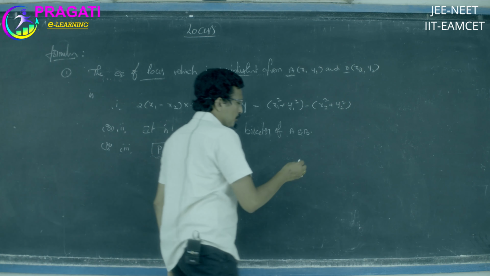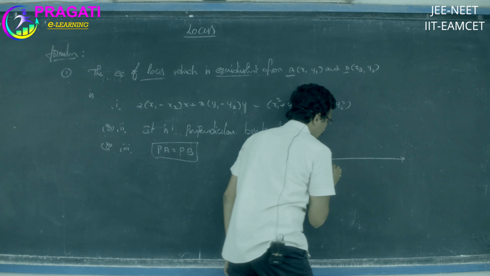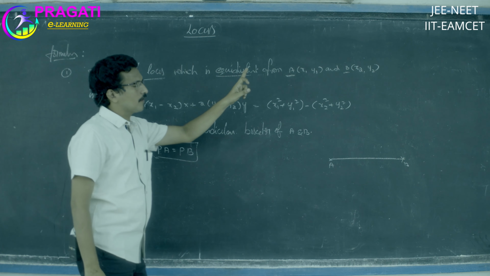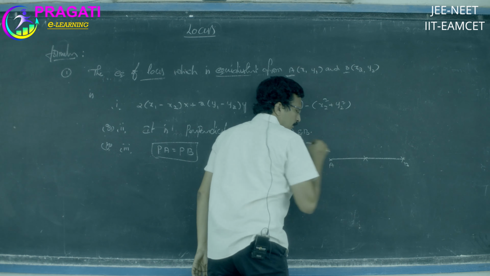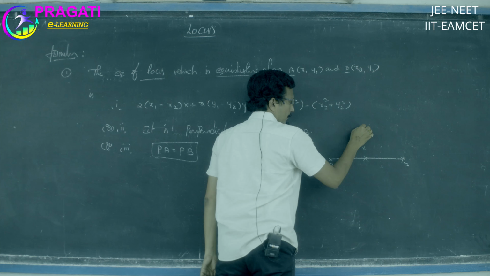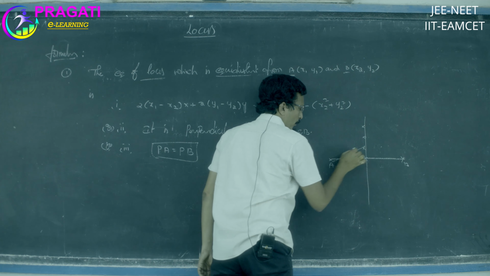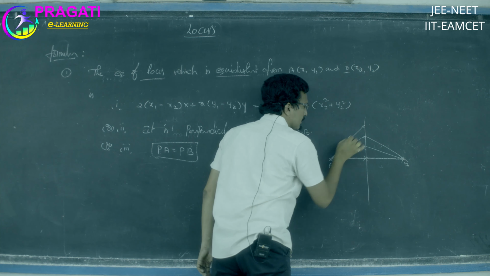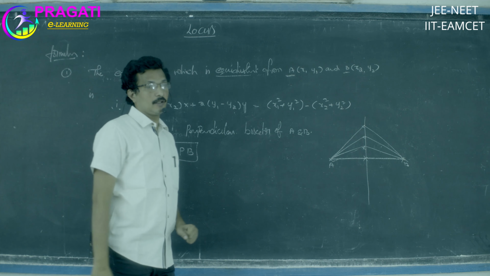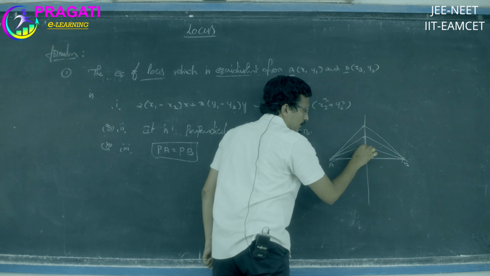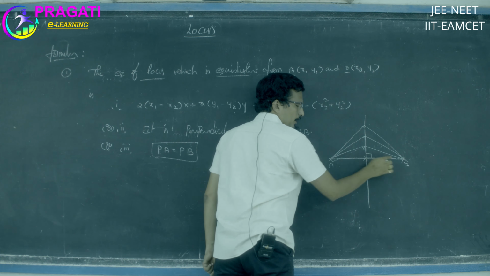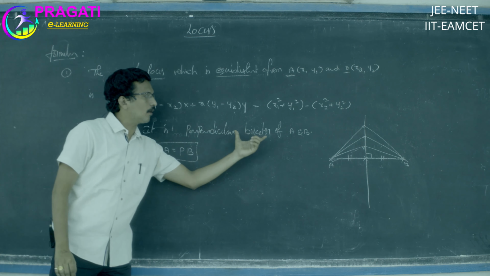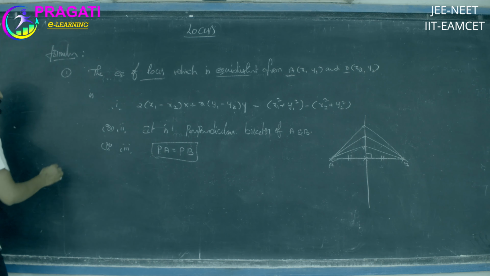Here suppose A, B are 2 points. Here the locus of a point is equidistant from A and B. That means every point on this line is equidistant from A and B. We observe that it is a line. Here the line is perpendicular to AB and bisector of AB. So it is the perpendicular bisector of AB. I will give one example.